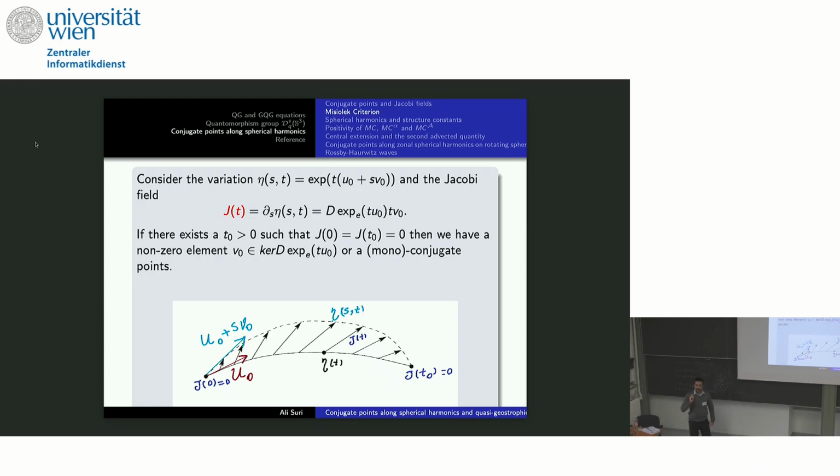What happens if there is an instant T0 at which J of T0 is also 0? Then the perturbed geodesic comes back to the original geodesic at time T0. And this is some kind of effect of the positive curvature of the configuration space. Arnold, in his paper in '66, computed the sectional curvature on the group of volume preserving diffeomorphisms on the 2D torus, and he noticed that most of the directions are non-positive, so that one can find conjugate points.